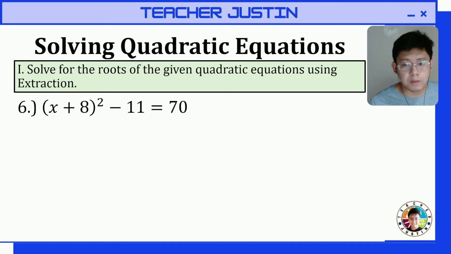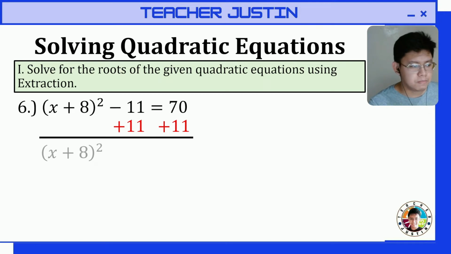Okay? So, ano yung opposite ng negative 11? Positive 11. So, we have to add both sides by positive 11. Okay, add both sides by 11 para matanggal yung negative 11 natin. So, ang matitira sa left side will be square quantity of x plus 8. Yung 11, maka-cancel out na siya. Tapos, 70 plus 11 will give us 81.